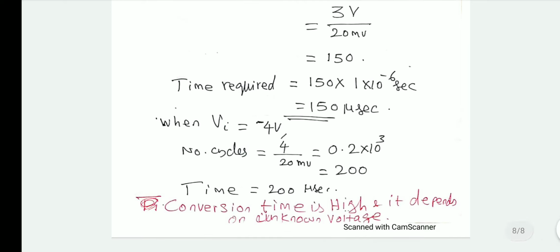So how to solve this problem? This problem is rectified in the next method, the successive approximation method. The time required to convert is reduced by a different kind of search method used in the successive approximation type. In that way the time is reduced.